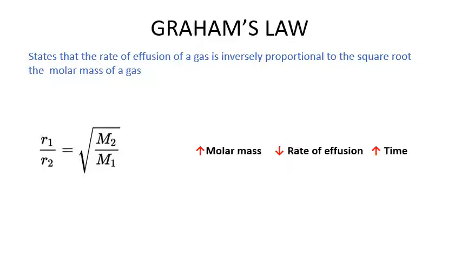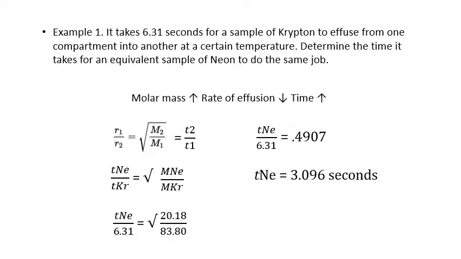The equation for Graham's law is rate of effusion of substance 1 over rate of effusion of substance 2 is equal to the square root of the molar mass of substance 2 over the molar mass of substance 1. So let's do it. It takes 6.31 seconds for a sample of krypton to effuse from one compartment into another at a certain temperature. Determine the time it takes for an equivalent sample of neon to do the same job.